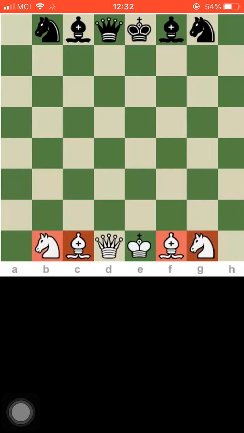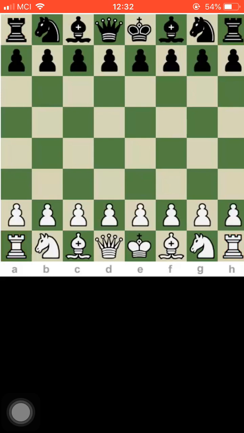Knights start out for white on G1 and B1, and for black on G8 and B8. And finally, we see the towers of power bringing up the rear, starting on the edge of the board, the rooks being the most powerful pieces directly behind the queen. They start out on H1 and A1 for white, H8 and A8 for black.